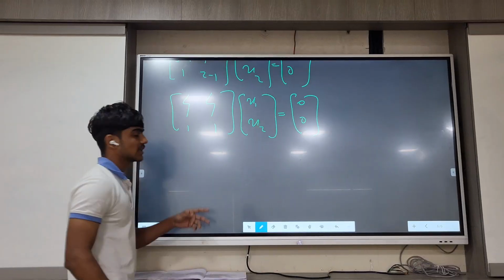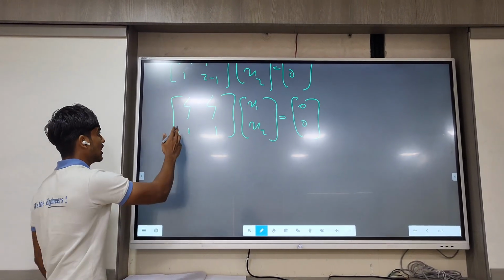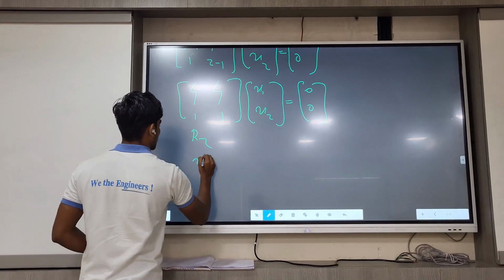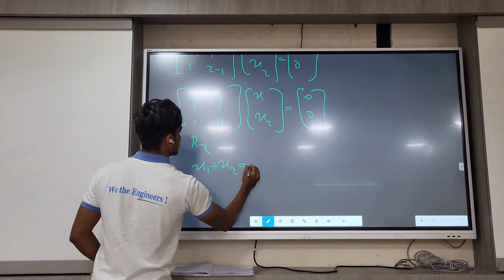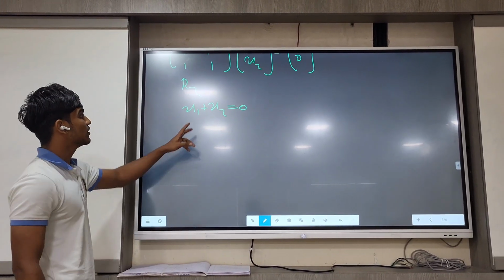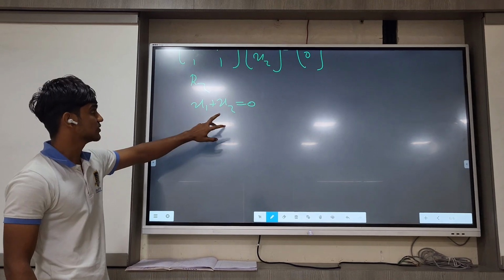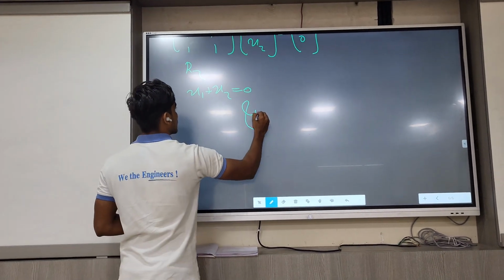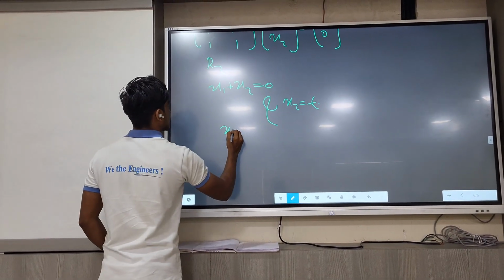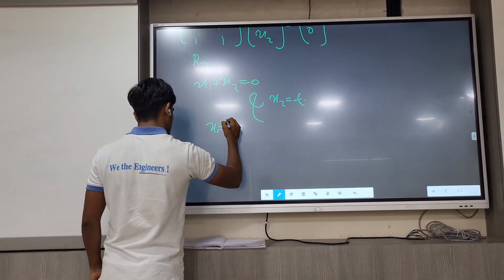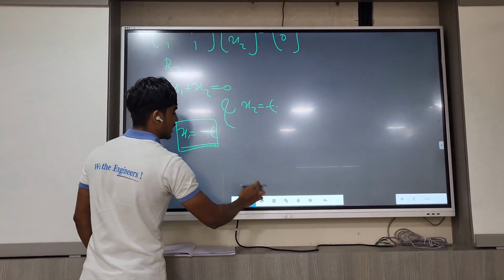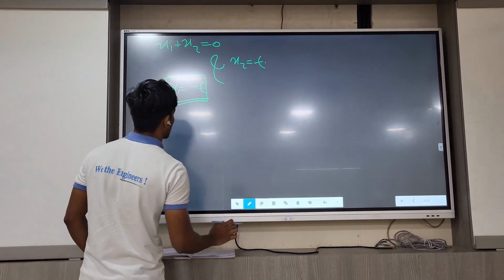And then we have to consider the equation, that is we have to consider R2. You can consider anything. So we consider the equation R2, that is x1 plus x2 is equal to 0. After considering, we have to put x2 or x1 is equal to t. So I am going to put x2 is equal to t. After putting x2 is equal to t, we get x1 is equal to minus t, right? We have the value of x1 and now we have to find x2.